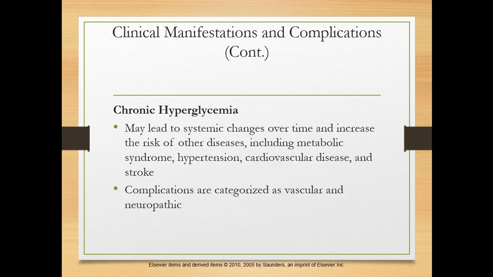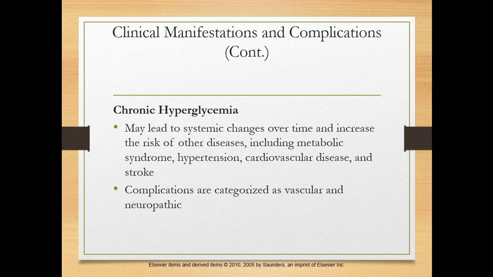Now, with chronic hyperglycemia, this will lead to more chronic conditions because chronic is long-standing over time. Things start to increase or get worse. So this may lead to systemic changes over time and increase the risk of other diseases, such as metabolic syndrome, hypertension, cardiovascular disease, and stroke. And complications are categorized as vascular and neuropathic.